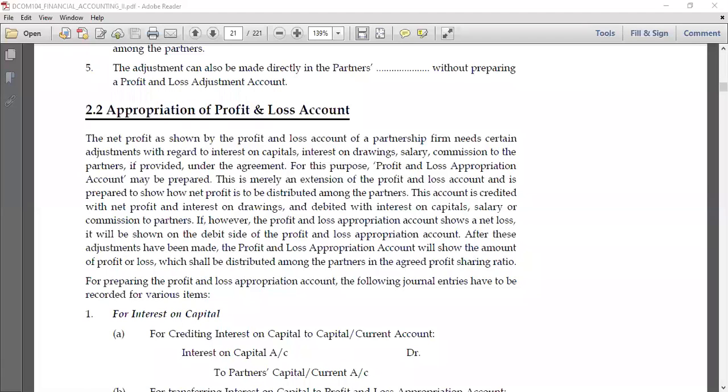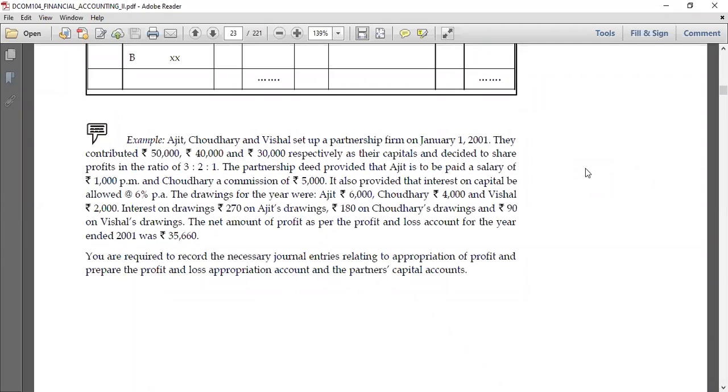Okay, thank you. Now, most probably what I'm doing is something you are very conversant with. Let me repeat the whole question. A, C and F set up a partnership firm on 1st January 2020. They contributed 50,000, 40,000, and 30,000 respectively as their capitals, and decided to share profits and losses in the ratio of 3 to 2 to 1. The partnership deed provided that A is to be paid a salary of 1,000 per month and C a commission of 5,000. It also provided that interest on capital is to be allowed at 6% per annum.